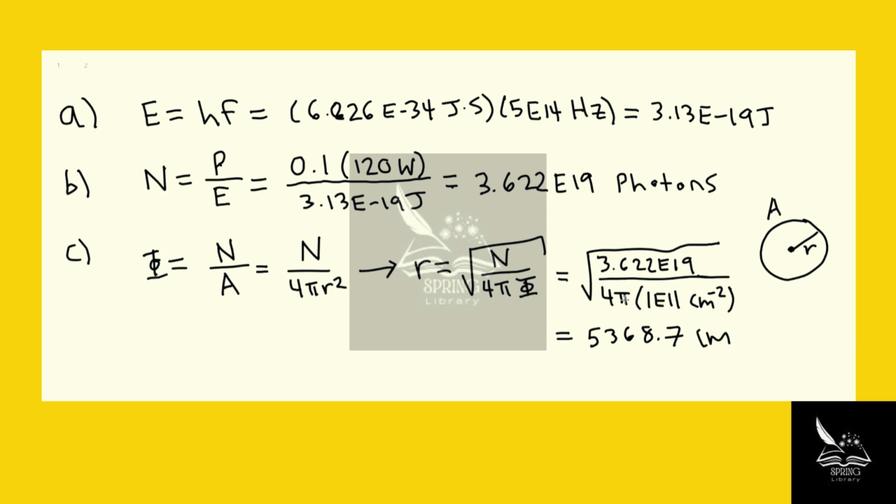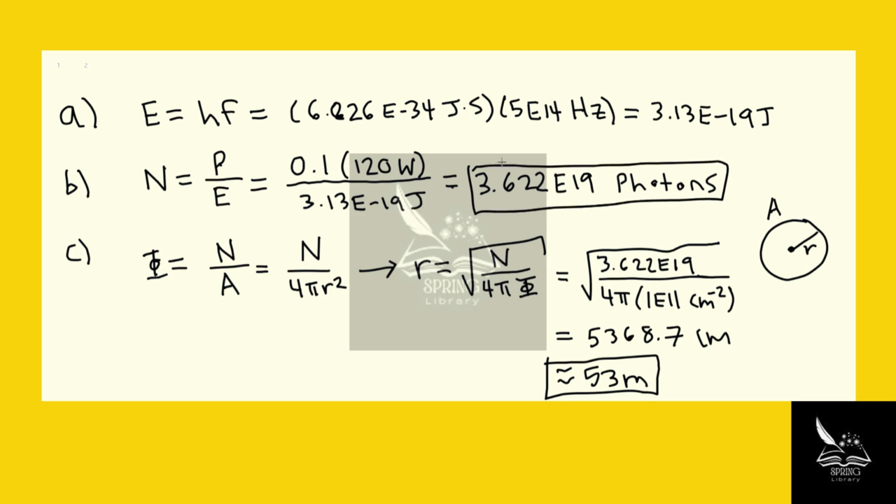This is going to be the radius of our sphere in centimeters, which is approximately 53 meters. So in order to get this flux of photons of 1 times 10 to the 11 per square centimeter, we need to be 53 meters away. So that's probably the most important result from this problem. We also, on the way, figured out the total number of photons being emitted by this bulb, and the energy of each individual photon being emitted by this bulb. And I believe that is everything that was asked to be solved for. So thank you.